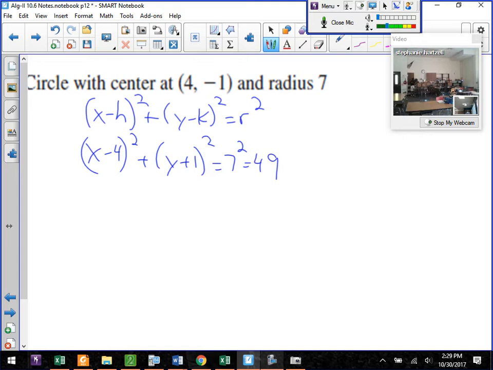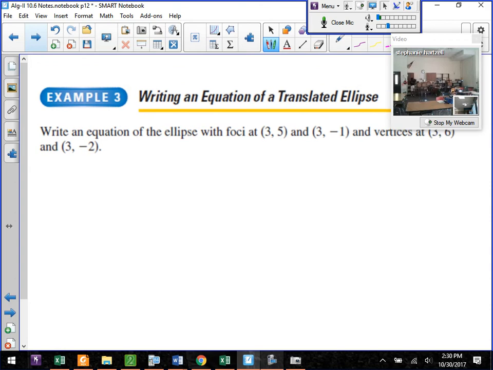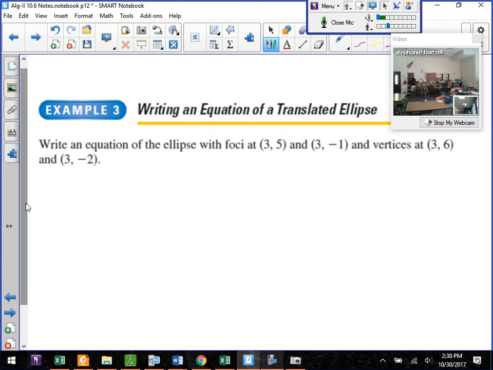I'll also have stuff where we can write equations. All right, let's try something different now. Let's look at the ellipse. Write the equation of an ellipse with foci at (3, 5) and (3, -1), and vertices at (3, 6) and (3, -2).